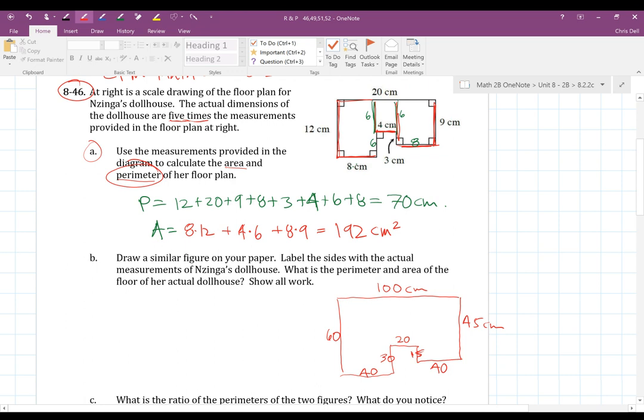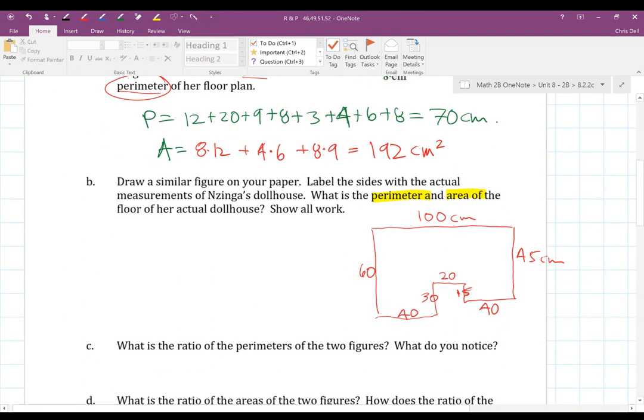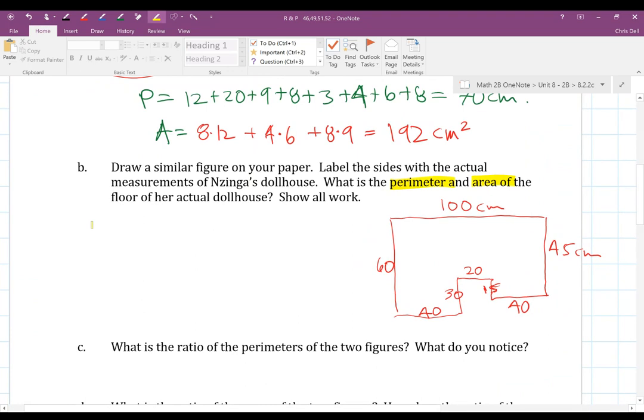So this time it wants perimeter and area of the actual sides, right? So we have the perimeter, add all the sides one more time, right? 100 plus 45 plus 40 plus 15 plus 20 plus 30 plus 40 plus 60. So if I add all those up, my perimeter would be 350 centimeters. And so that's the actual size of the dollhouse.